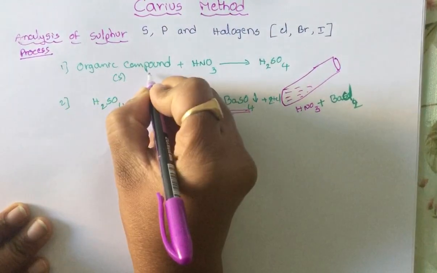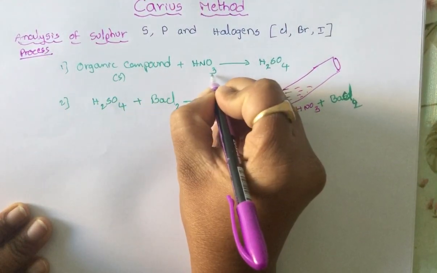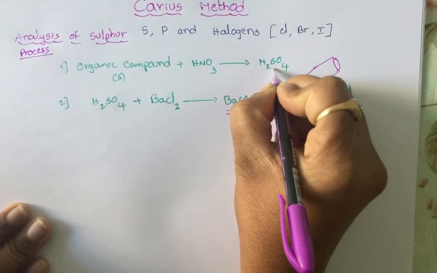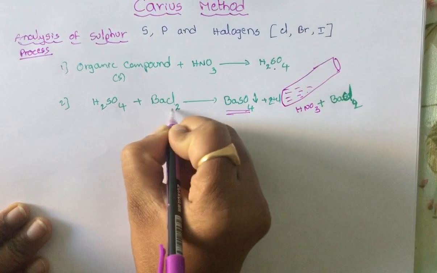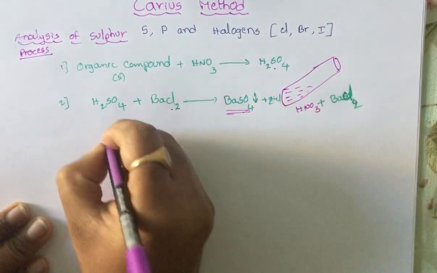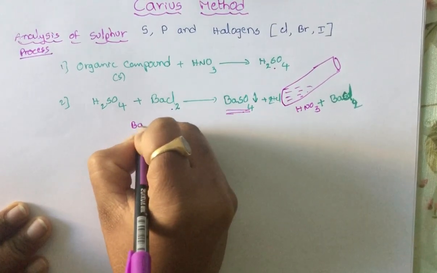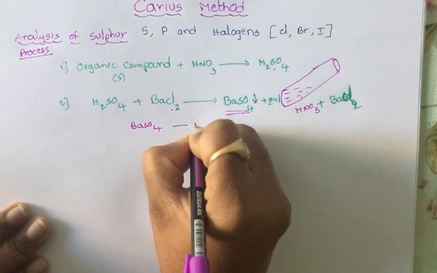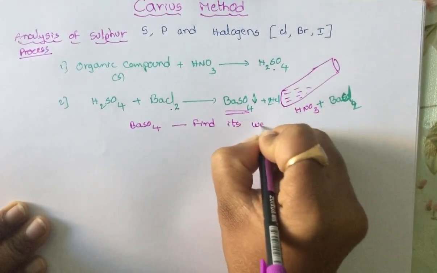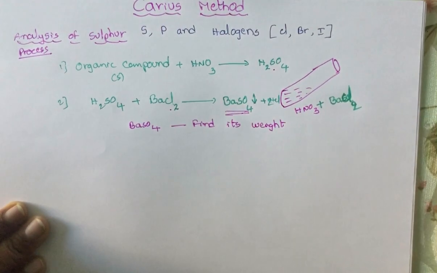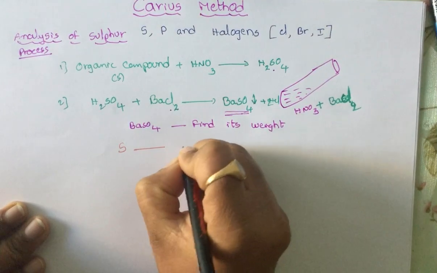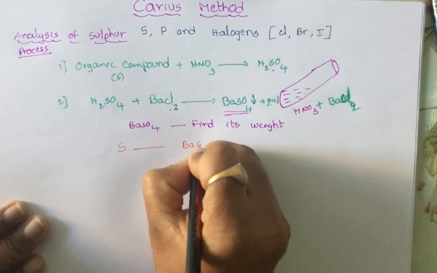This is a simple process of how to convert sulfur to barium sulfate. In the first step, you have to take organic compound. It should be treated with fuming nitric acid so that your sulfur is converted to sulfuric acid. Now sulfuric acid is going to be reacted with barium chloride, forming barium sulfate as a precipitate. Now take the barium sulfate and find its weight. So now we know the weight of barium sulfate. So in this total method, what happened? Sulfur present in your compound is converted to barium sulfate.